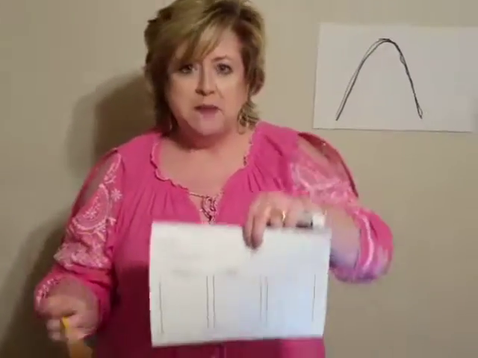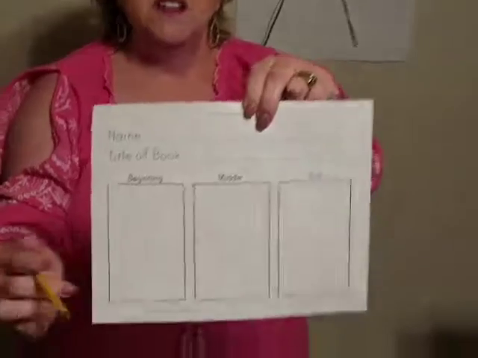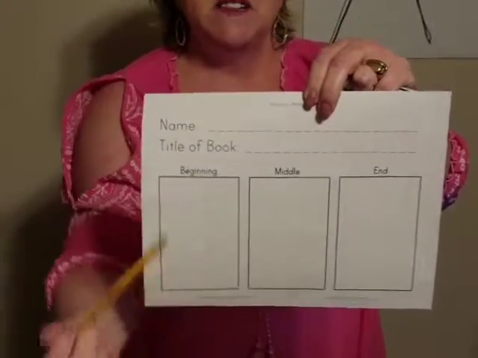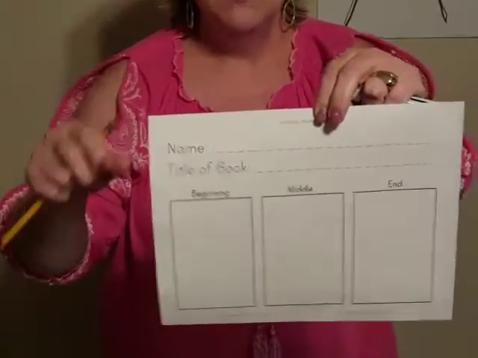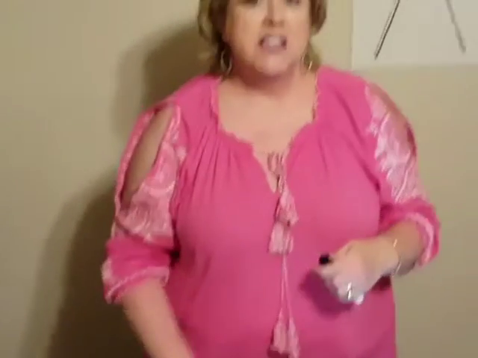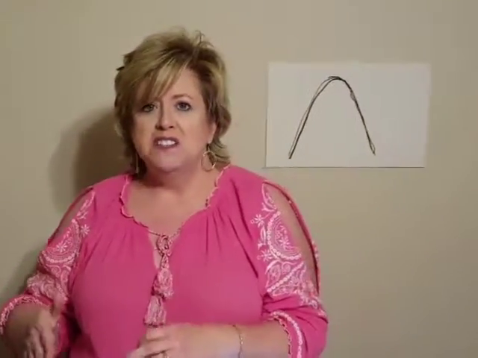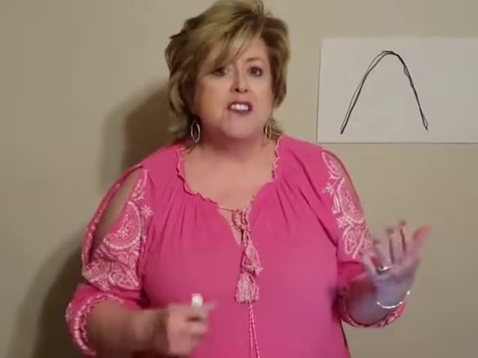So I'll hand each student a piece of this paper right here that has a square for beginning, middle, and end, and the title of the book, and a pencil. Depending on their level, we'll discuss the beginning, the middle, and the end of the story. If they're a little bit more advanced, I'll have them write it, and then we'll discuss it afterwards.